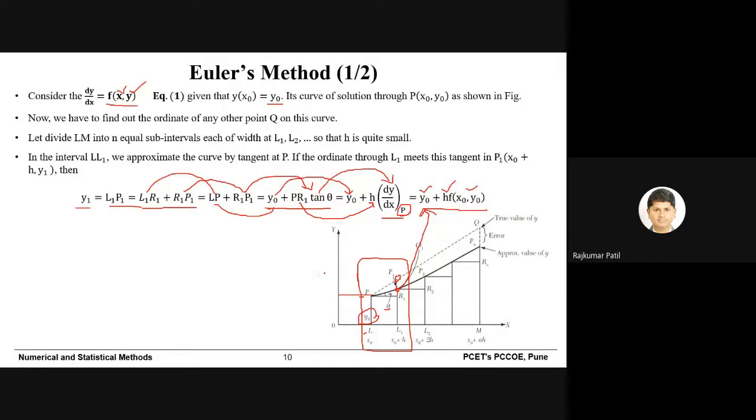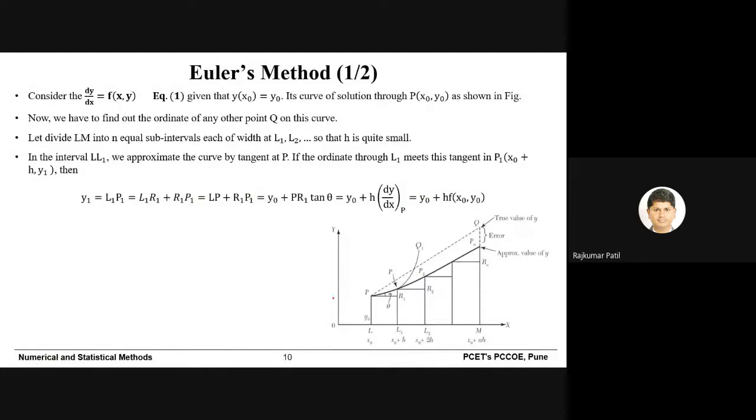Whatever the difference is between P1 and the actual point will be the error. And in order to minimize that error, we need to take this interval h very, very small. So that is one of the approaches to minimize the error.